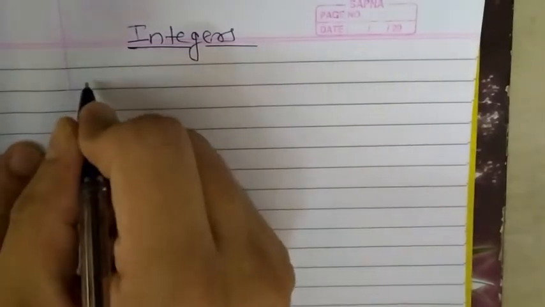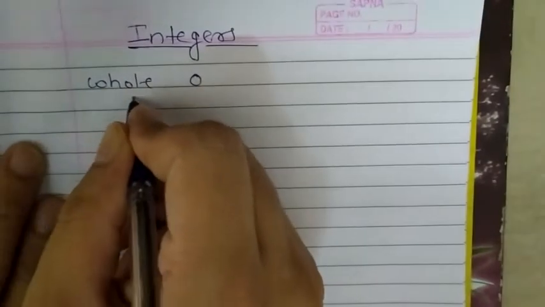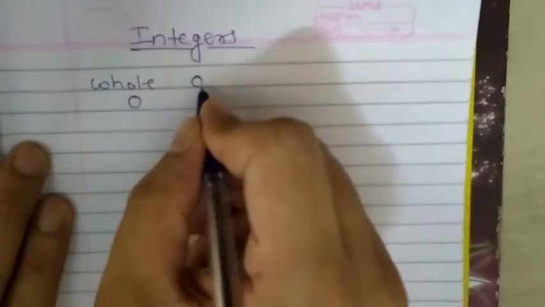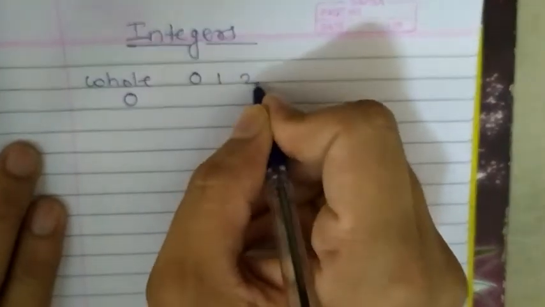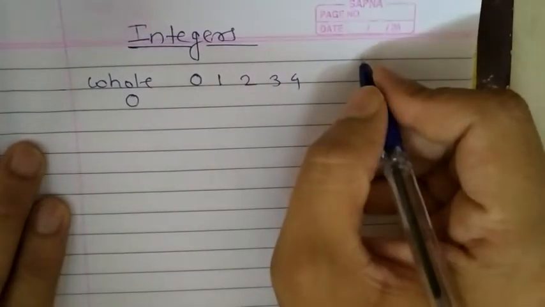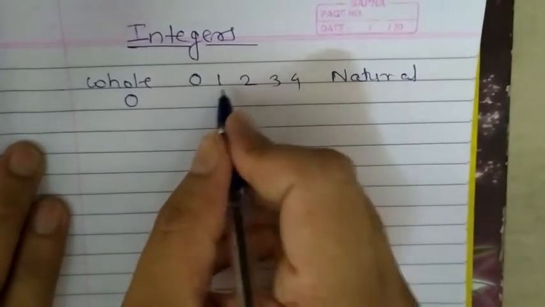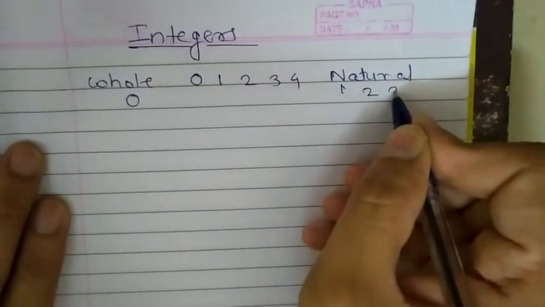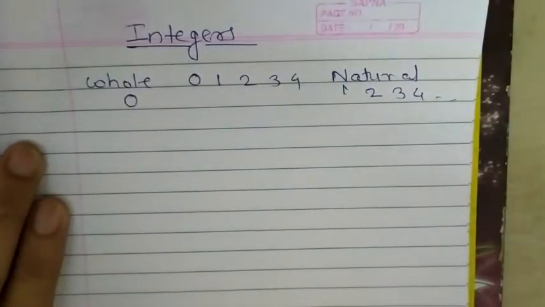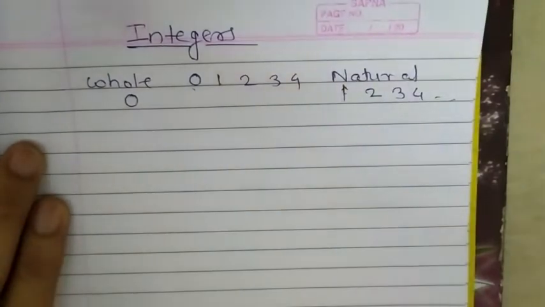So in the case of whole number, as you know, the whole number starts with 0. Whole means it is just like a circle, so you can remember it that way. So whole numbers start with 0, 1, 2, 3, 4, and so on. So this is the whole number. Then in the case of natural number, the natural number is just like 1, 2, 3, 4, and so on. It doesn't have the 0. So whole number starts with 0, natural number starts with 1 and doesn't have the 0.